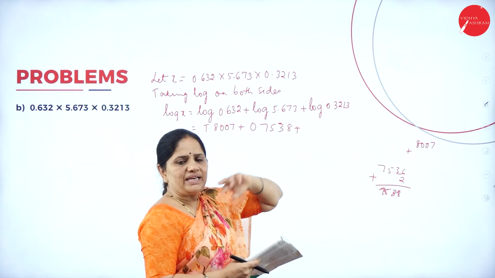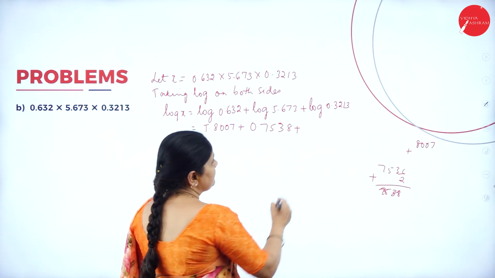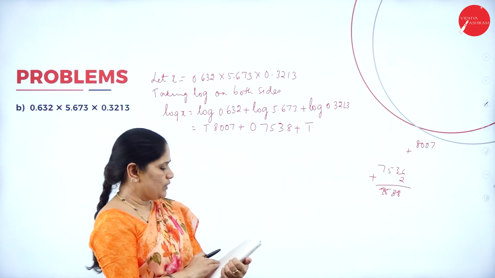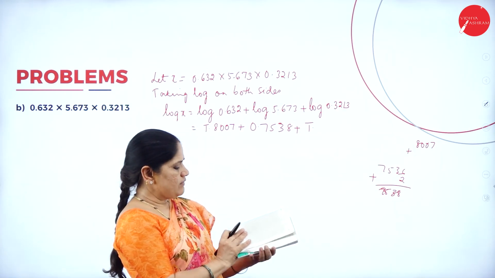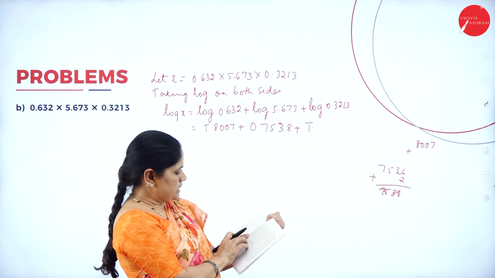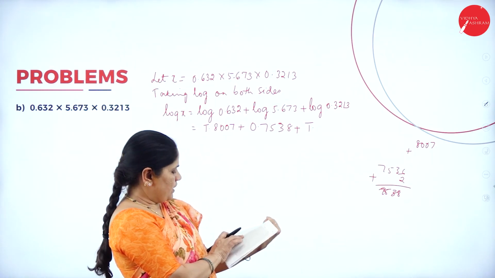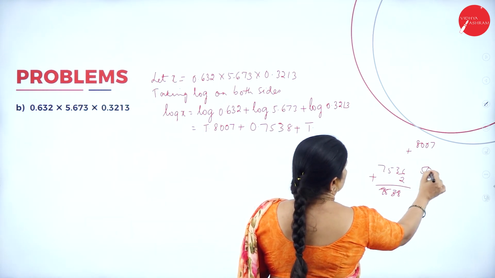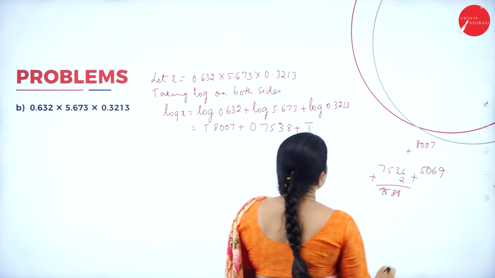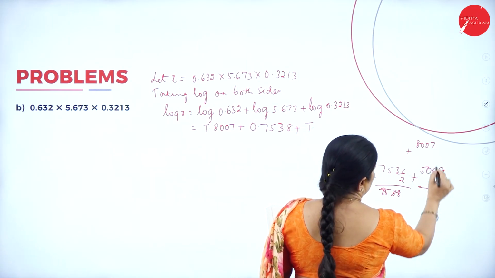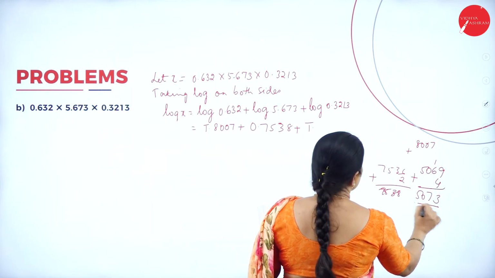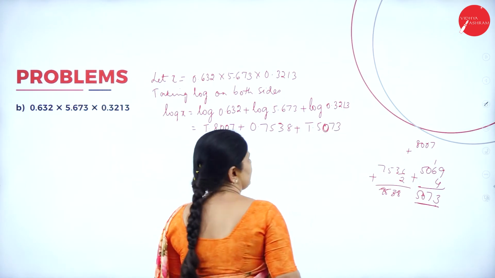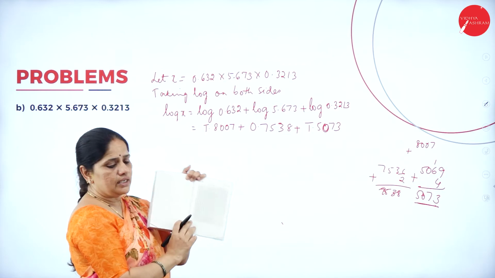Then the log of 0.3213. So 0 minus 1 is minus 1. Whenever there is minus 1, I put it as 1 bar. Then 0.3213. So 32. Now what is the value of 32? 32 is 5051, 5069, plus 4, 5073. Now we have the log values with the help of these log tables.